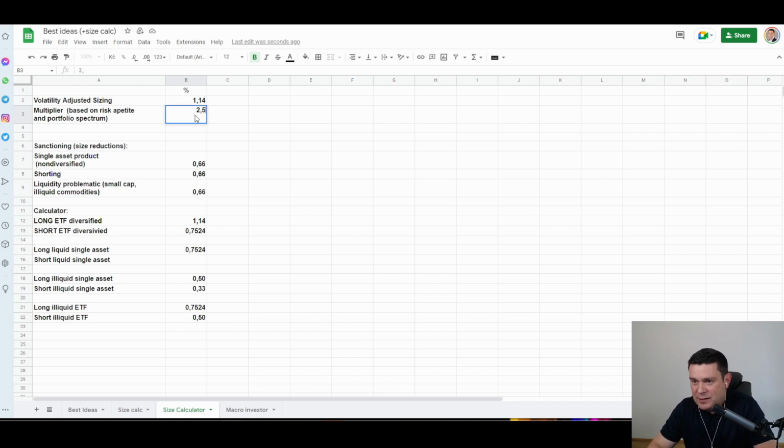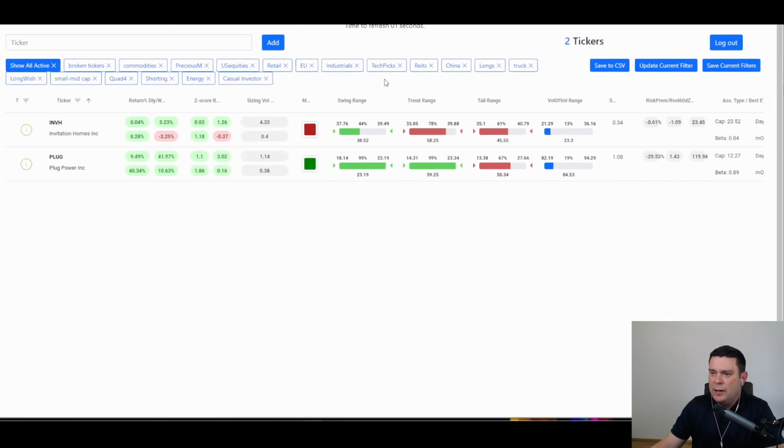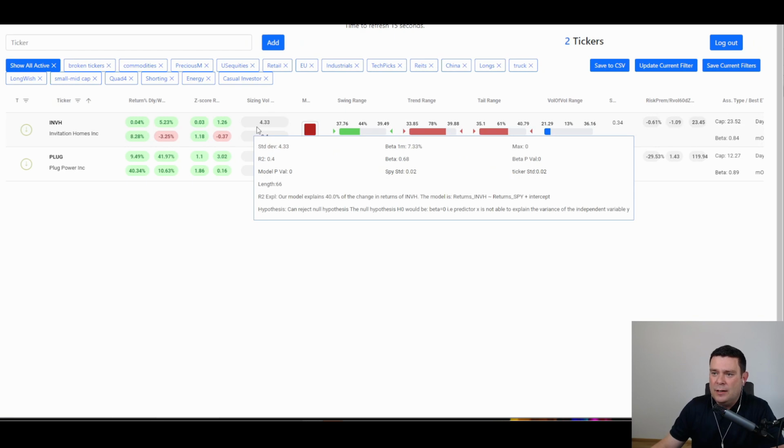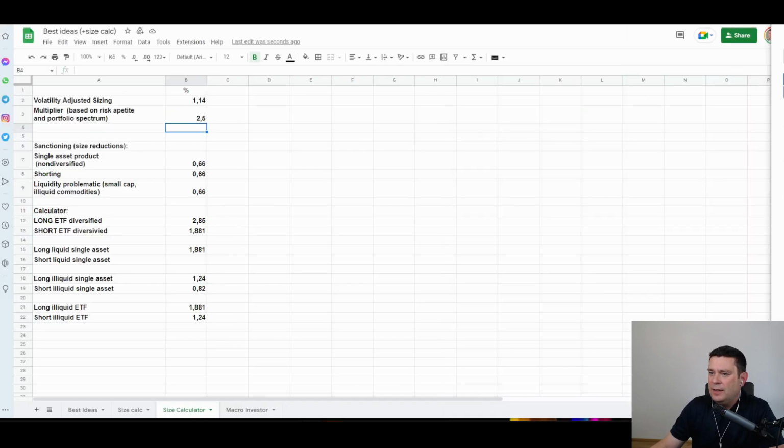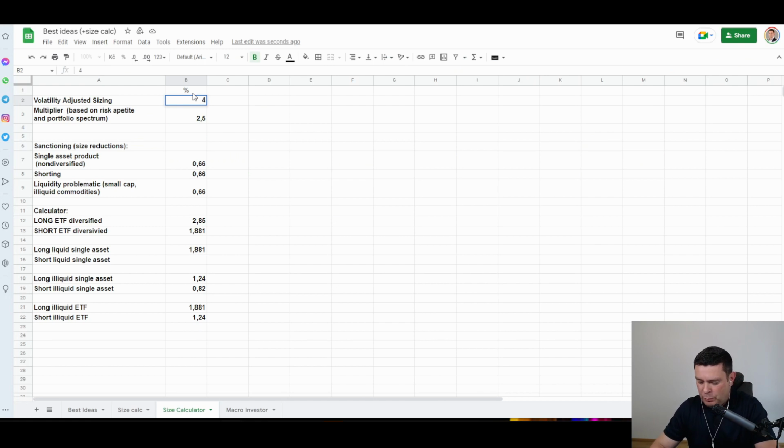Now, for a casual investor, a good example is that we are now building a short position in Invitation Homes. Instead of shorting XLRE, we are doing Invitation Homes, INVH. So if we look at the dashboard, it's saying 4.33. So I put 4.33 here. Here is the multiplier, and it's a single.